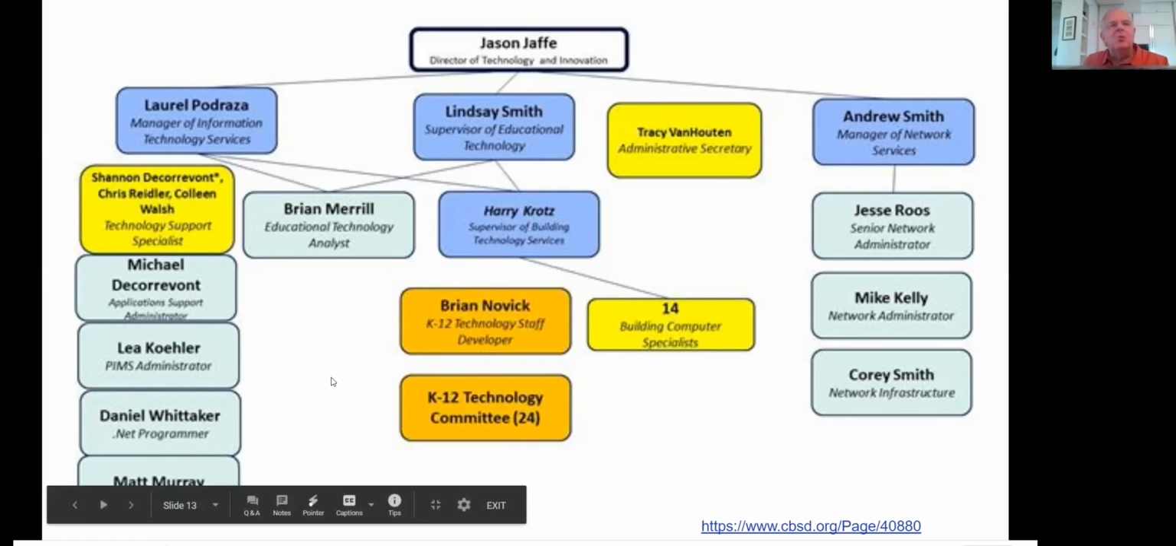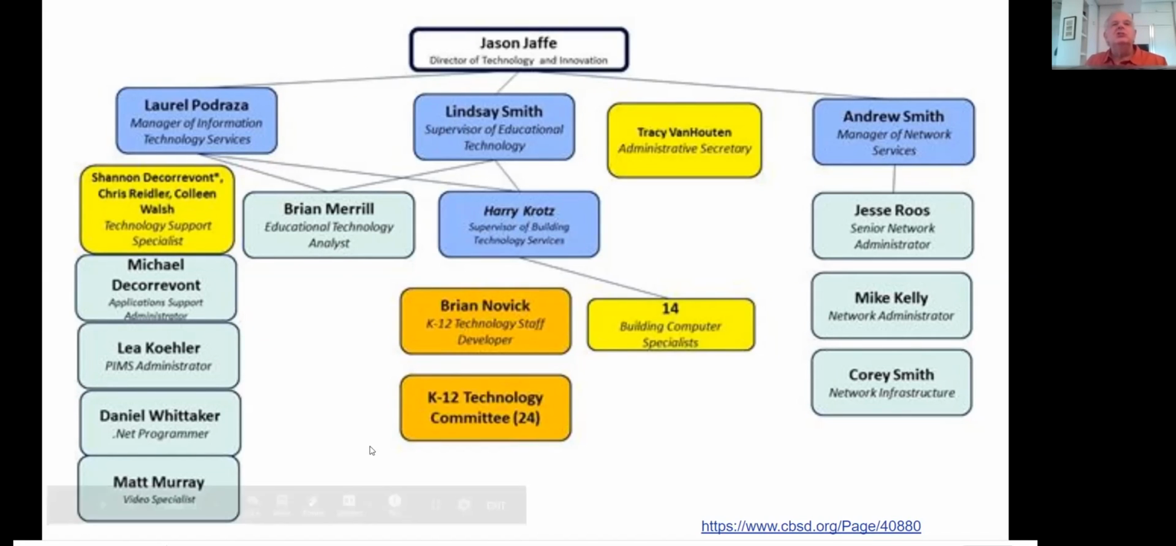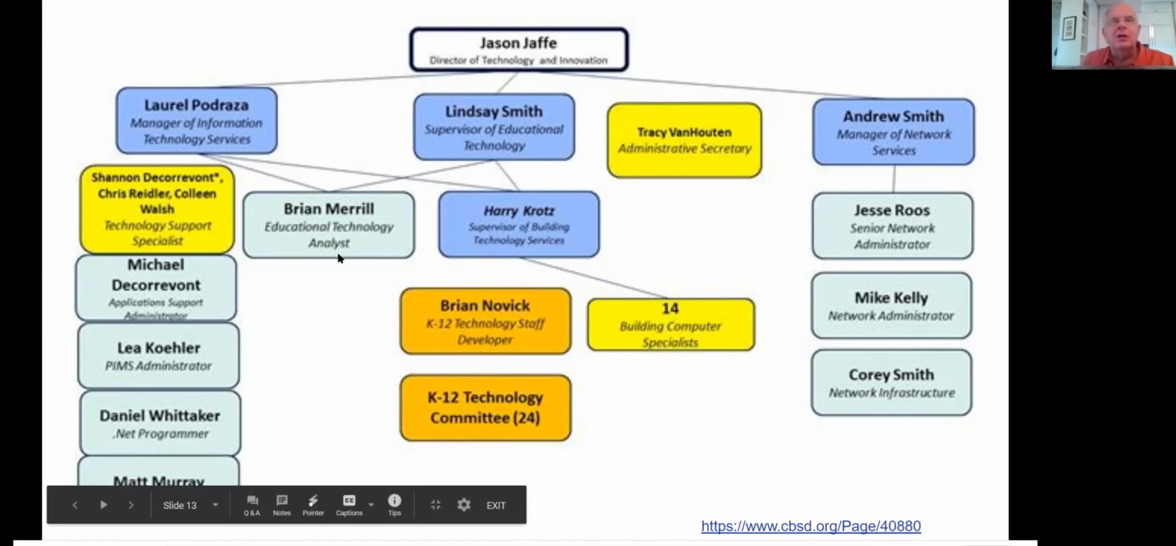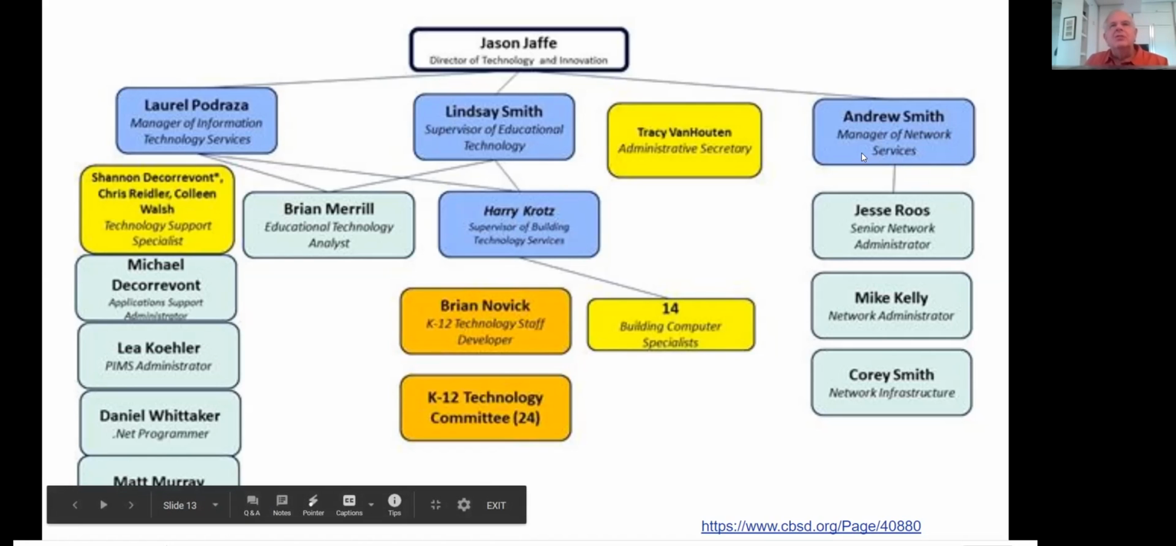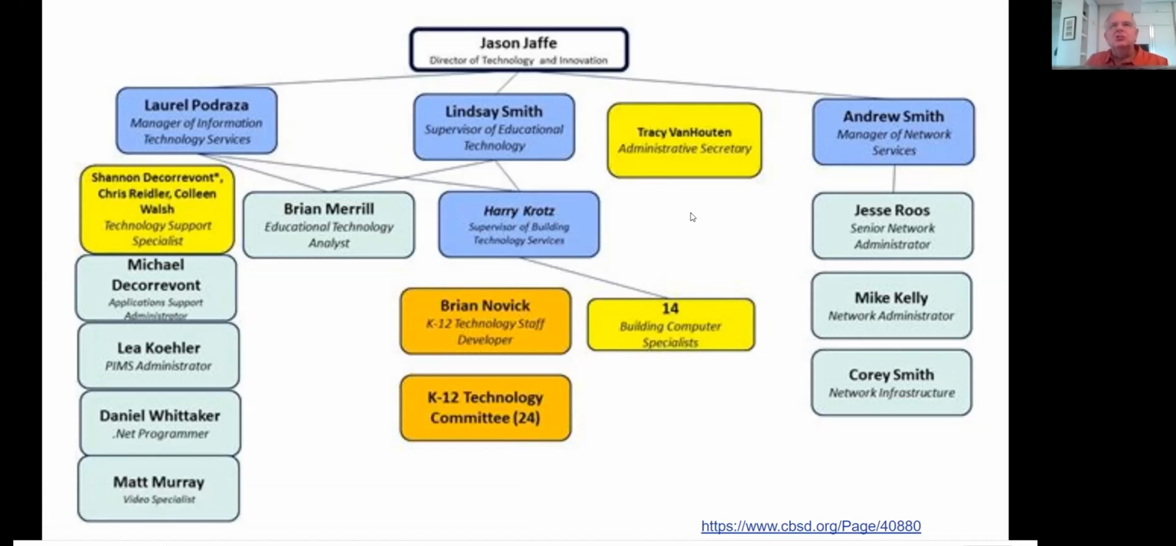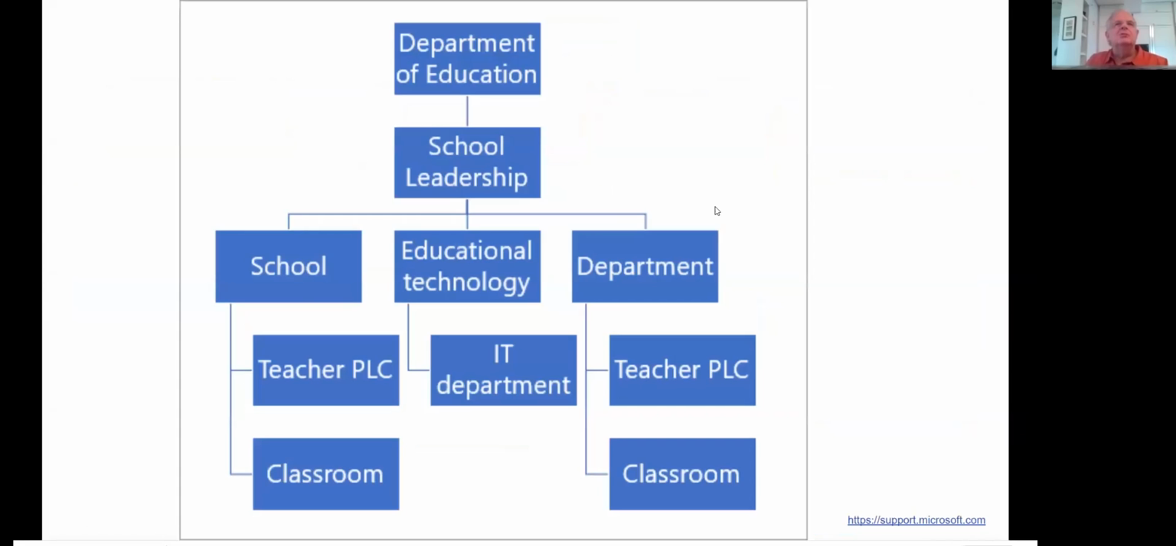And this, the y-axis, the vertical axis, is power. So this is who has authority over others. So Lindsay has authority over Harry. Harry has authority over number 14, who doesn't even get a name. So this is power. This is division of responsibility. And if you think about it that way, these charts become much simpler to understand.